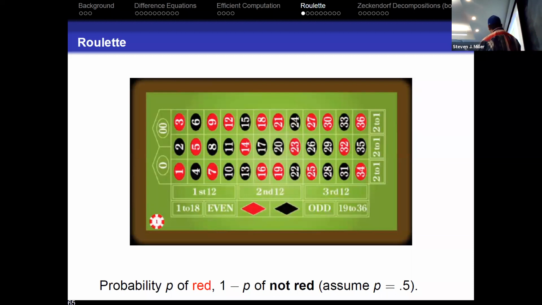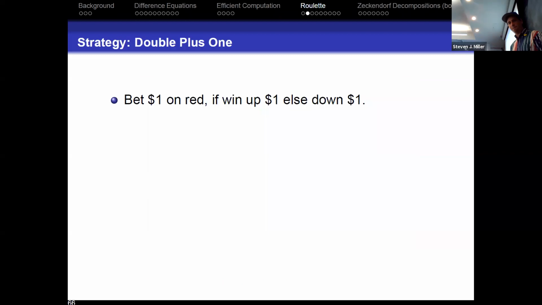So here is a strategy. We'll assume that red comes up half the time. This is called double plus 1. Has anybody heard of double plus 1? So when I was young, my father heard about this. He was, wait a minute, this sounds good. And he actually wrote a program in BASIC to simulate what would happen. You know, he didn't know how to do the actual theoretical calculation, but he could write code. It was, oh, this will not work. But at first, it sounds like this can't lose.